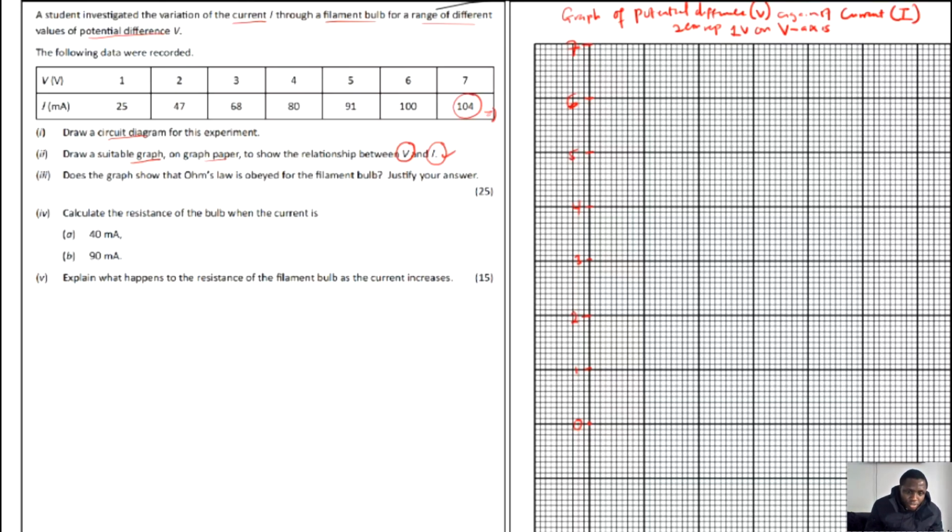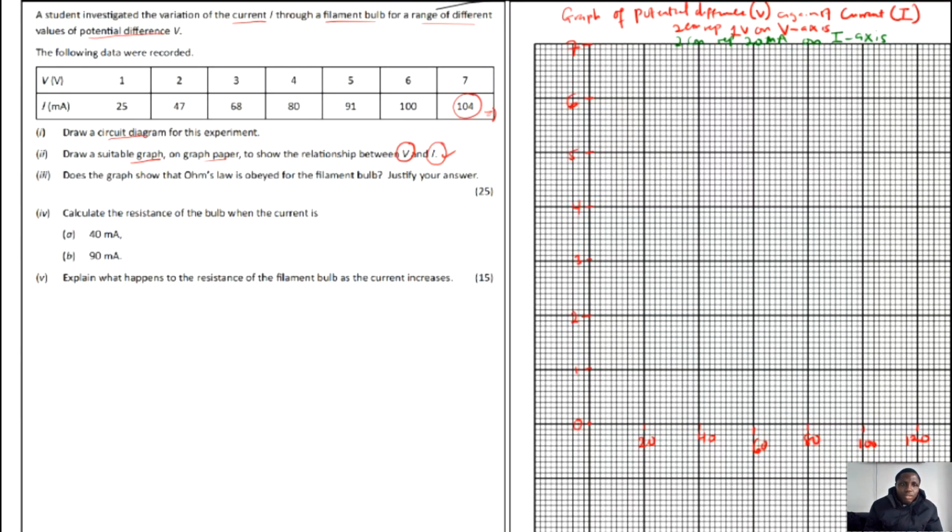So I'm going to say, okay, let me say 2 centimeters represent 20, this is 40, this is going to be 60, this is going to be 80, this is going to be 100, this is going to be 120, and this is going to be 140. So these are the values I choose. Let me use another color for us to see the difference. So this is going to be 2 centimeters representing 20 milliamps on the I-axis. So that's that for that.